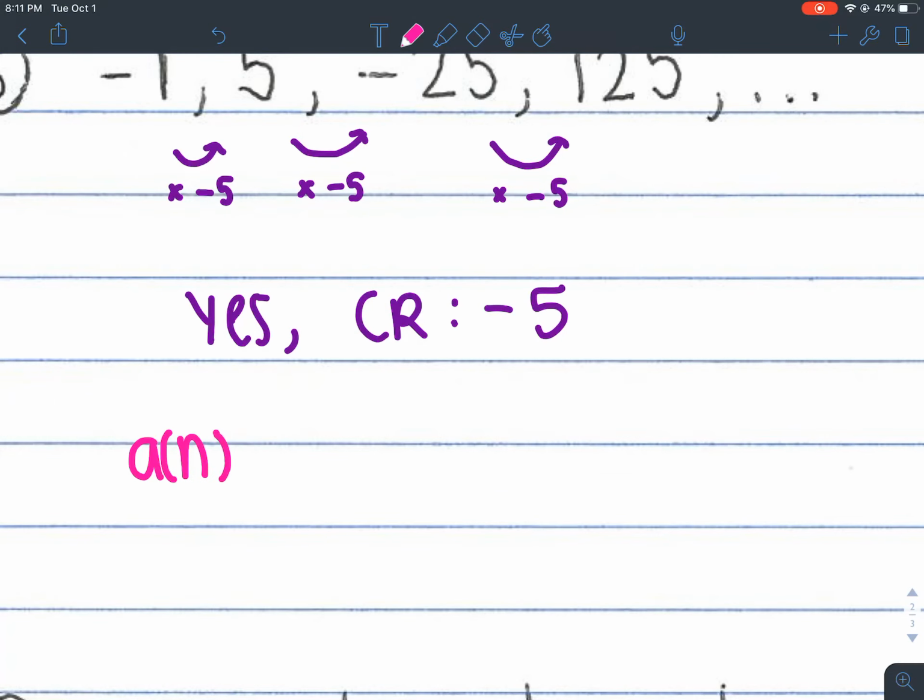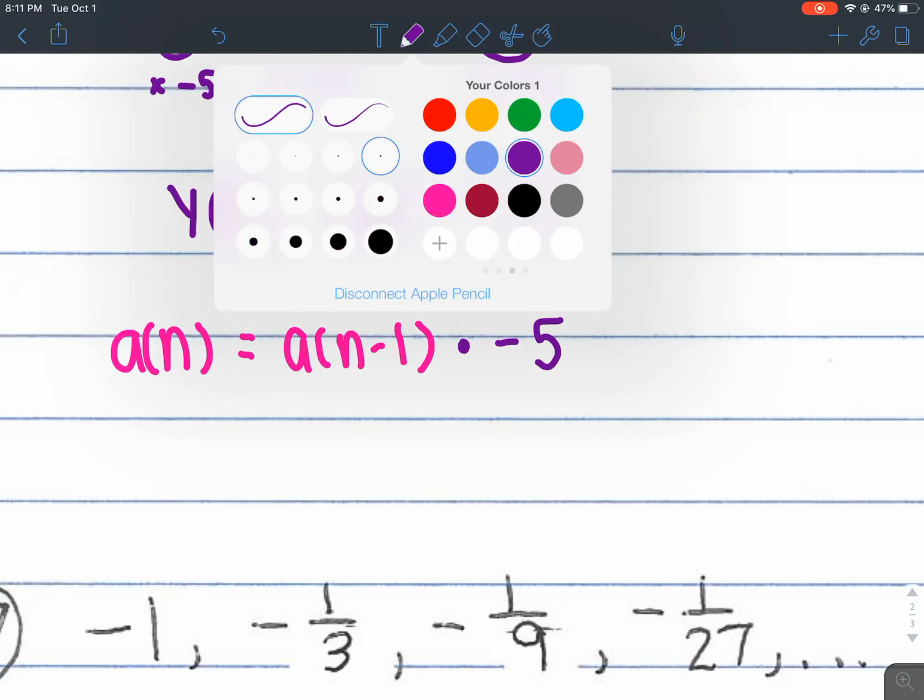So what would your formula look like? Well, you would have a of n equals a of n minus 1, and you're going to have it multiplying by -5. Make sure you put that multiplication sign in there, because if you don't, then it'll just look like you're subtracting 5 each time.